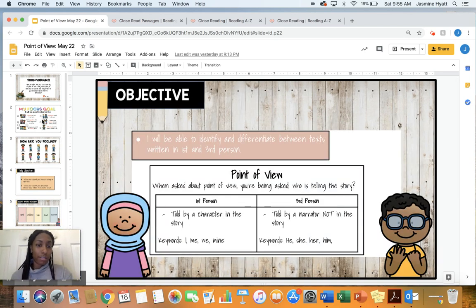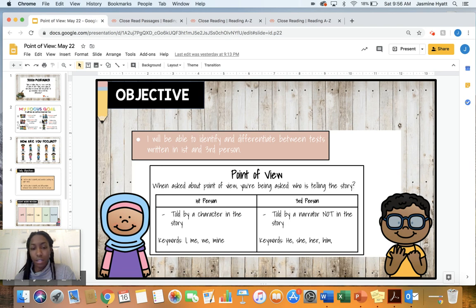Let's read our objective together. Echo after me. I will be able to identify and differentiate, that's a tricky word, that means tell the difference, between text written in first and third person. So when we're talking about point of view, and you're being asked if it's written in first or third person, you're being asked who is telling the story. So when someone is like, is it written in first or third person? All they're asking is who is telling the story.